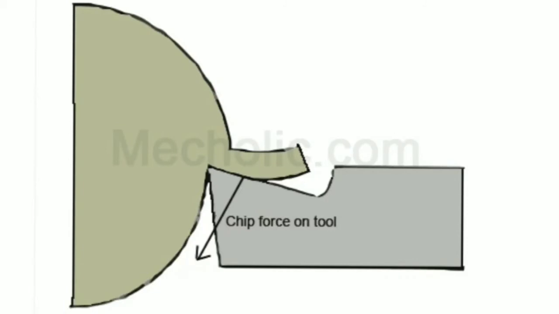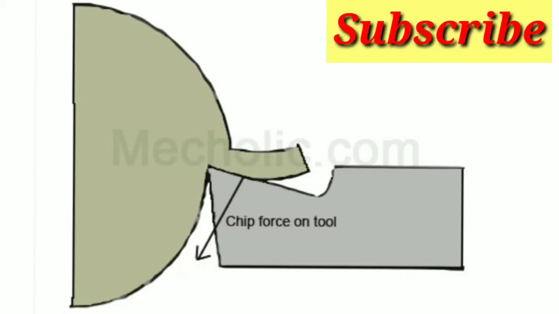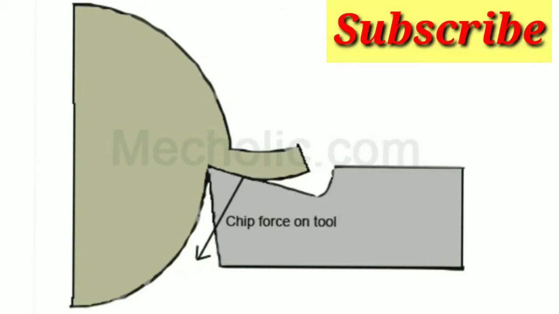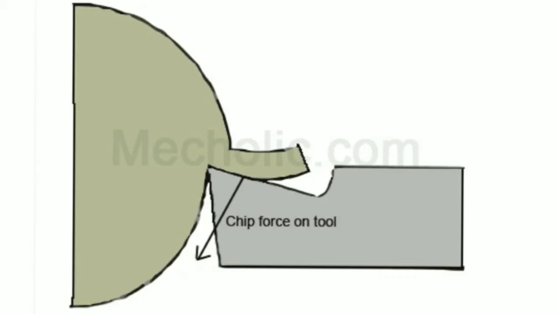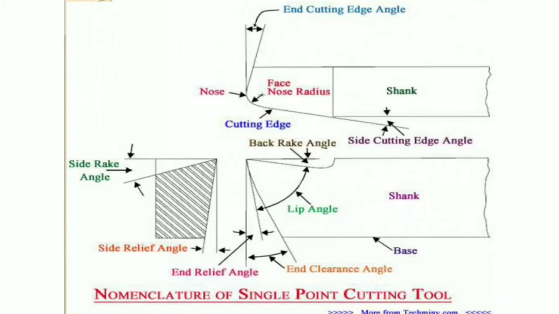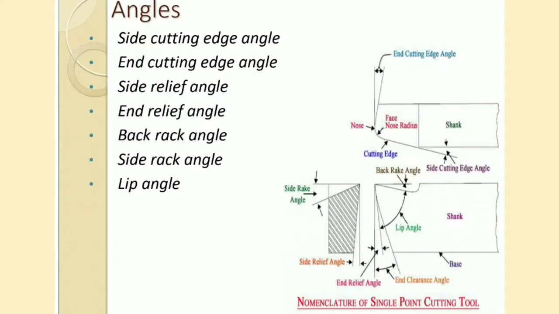Without angles, the contact area of the job and tool will be increased, which will create rubbing and friction between them. Due to this, more heat will be produced. To avoid this, some angles like relief angle, clearance angle and rake angle are given to your tools. We will see those one by one.